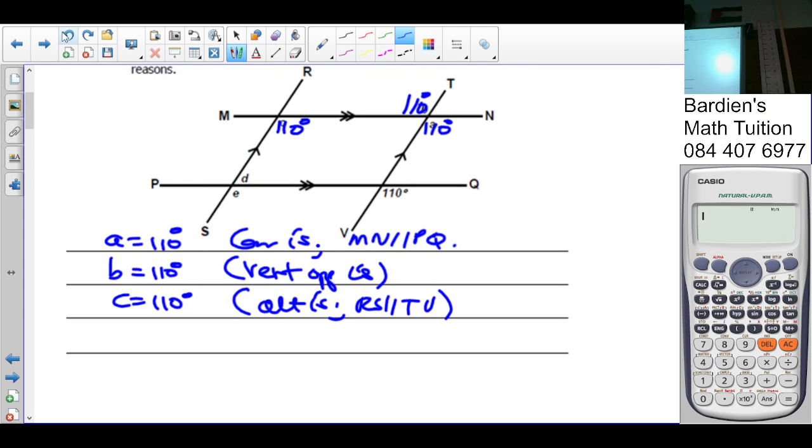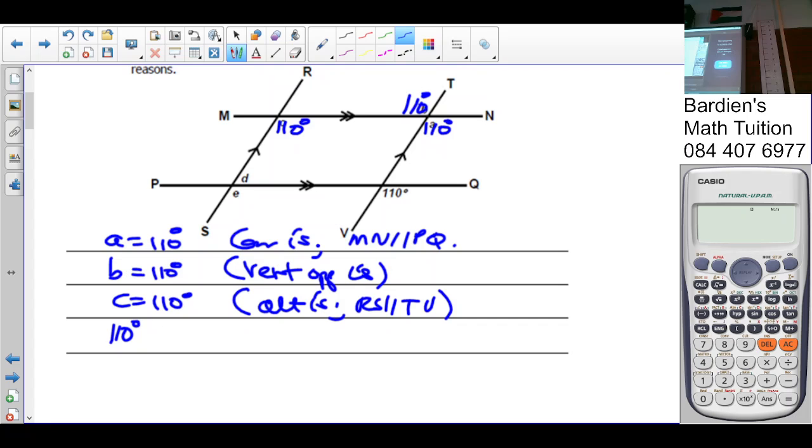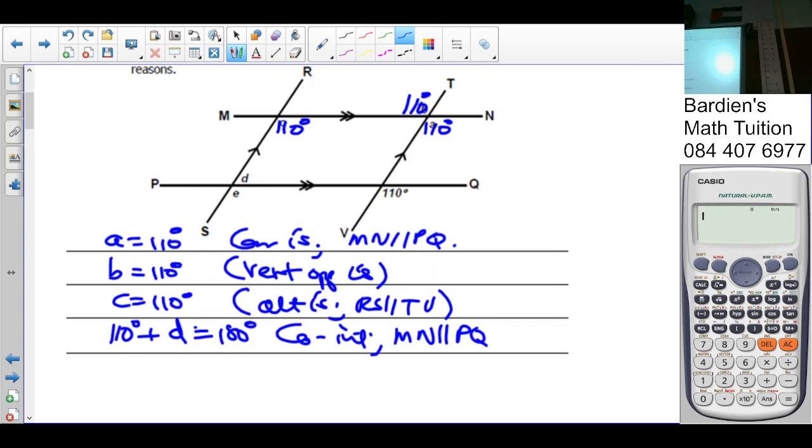There's nothing there. I can go with co-interior. Co-interior angles add up to 180. So 110 plus D equals 180, co-interior angles, with MN being parallel to PQ. So D is equal to 70 degrees.